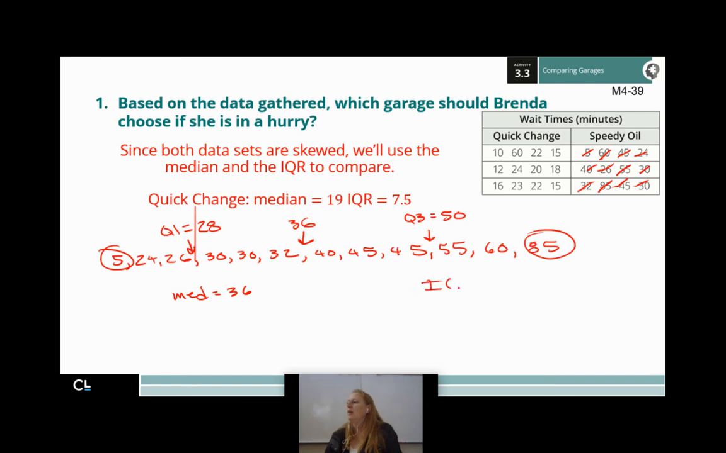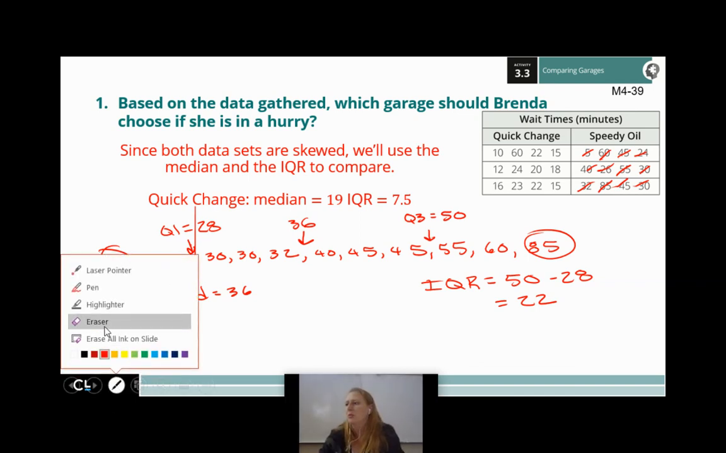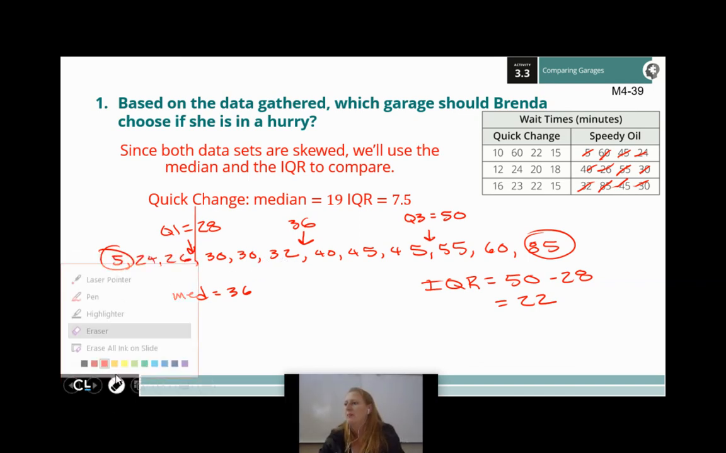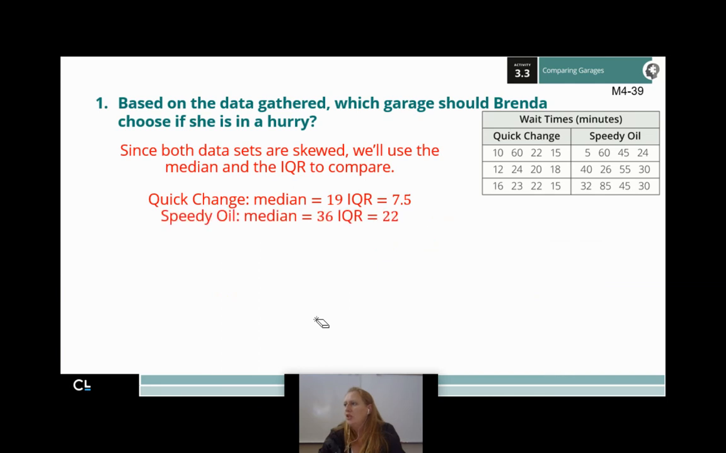So if I want to find my interquartile range, I will do 50 minus 28. I will use my calculator. 50 minus 28, and I got 22. So I'm going to erase this so I can write it nice and neat on my screen here. So for speedy oil, my median was 36, and the interquartile range was 22.